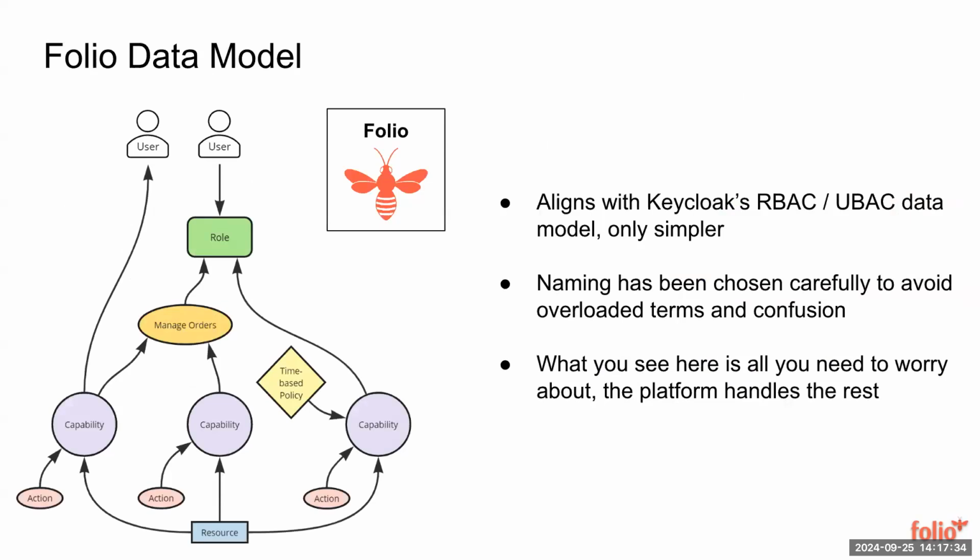This is basically taking everything that we've built up to so far and putting it all in one diagram. And note that this is the folio-centric view. This is what you see on the folio side. So this does align with the Keycloak data model. And we've chosen names for things carefully because we don't want to use overloaded terms like permission, right? So that's why we introduced the term capability, because permission already is something that we know and it has a different meaning, right? Next.